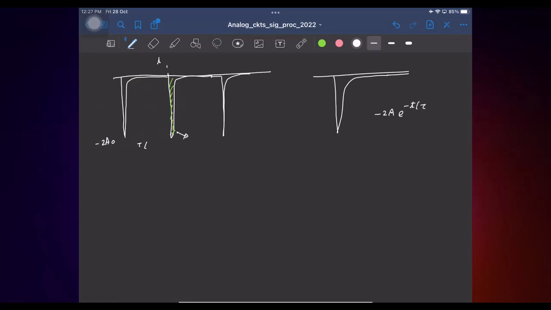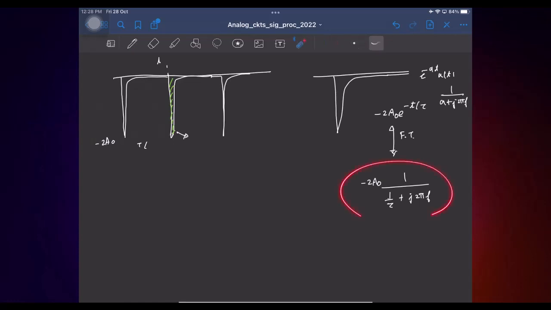So what is the Fourier transform of this? Minus 2A0 is a scaling factor. The transform of e power minus at times u of t is 1 by a plus j 2 pi f. So here it is 1 by 1 by tau plus j 2 pi f. Okay, so now we have the Fourier transform of one portion.